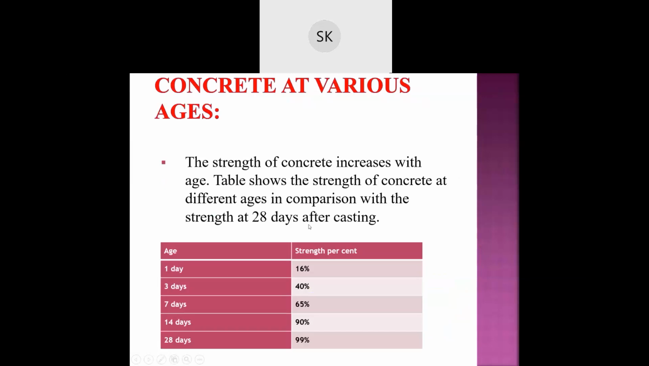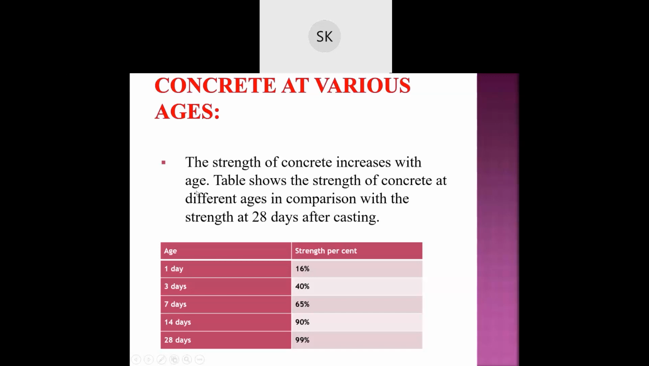Basically, concrete at various ages: at one day, it gets 16% strength. On the third day, it gets 40%. On 7 days, it gets 65%. On 14 days, it gets 90%. And on 28 days, it gets 99% of the strength. The strength of concrete increases with age.